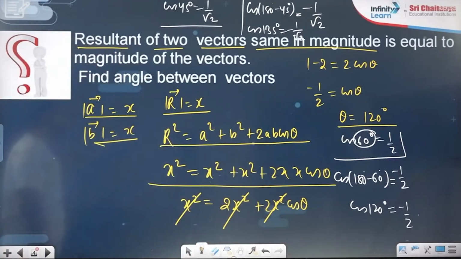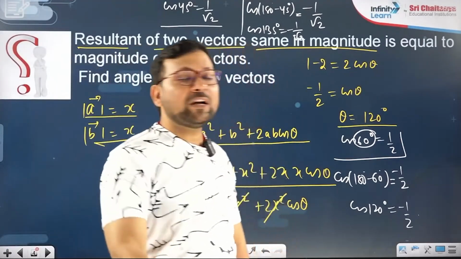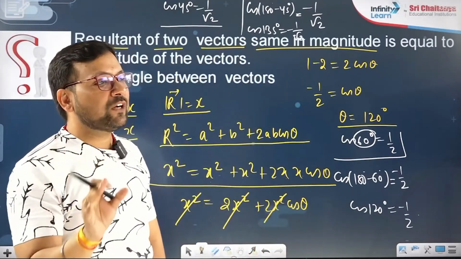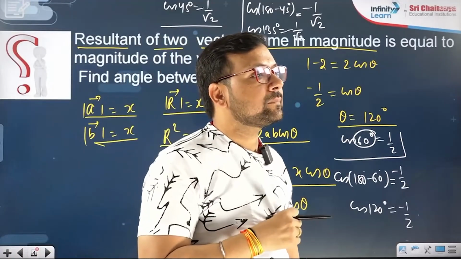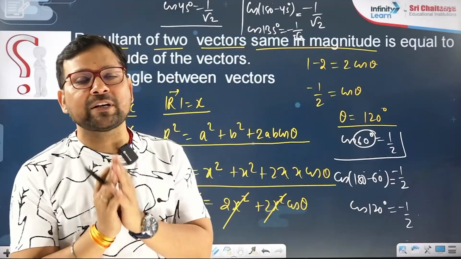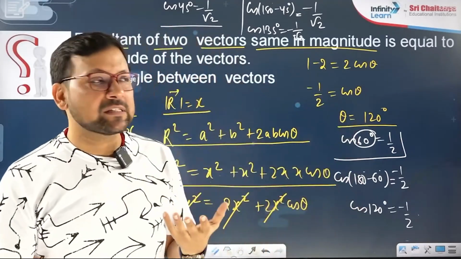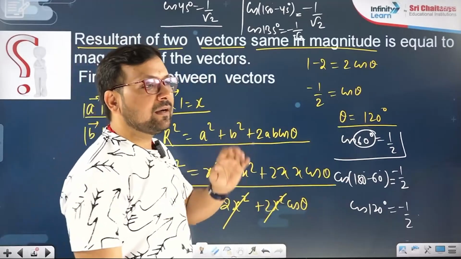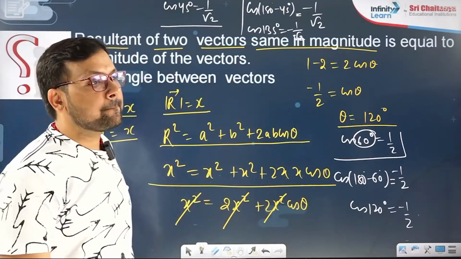Yes. This question understood? 120 is the right answer. So if you have got 120, good. I'm not telling you the proper trigonometry method, like it is going in the second quadrant and cos is negative. I'm just telling you a very simple trick. I'm focusing on vectors first, not on trigonometry.